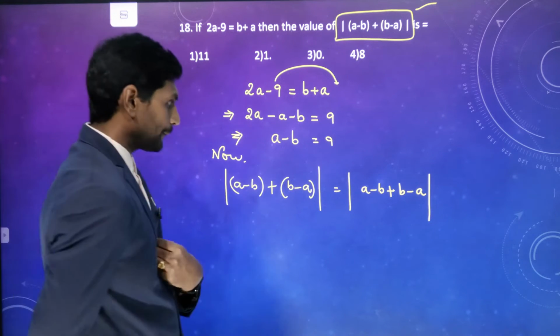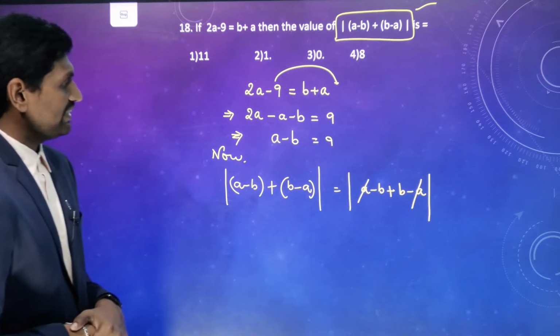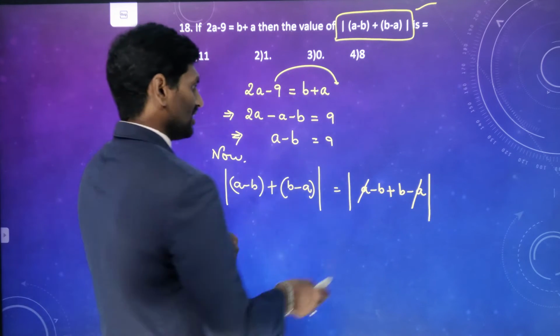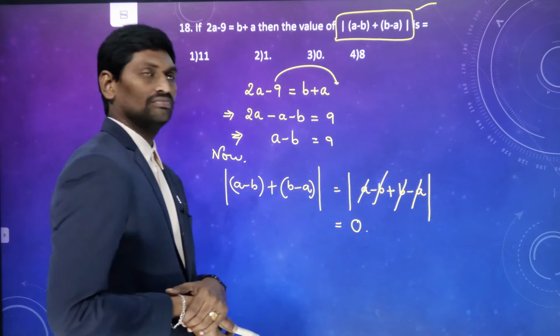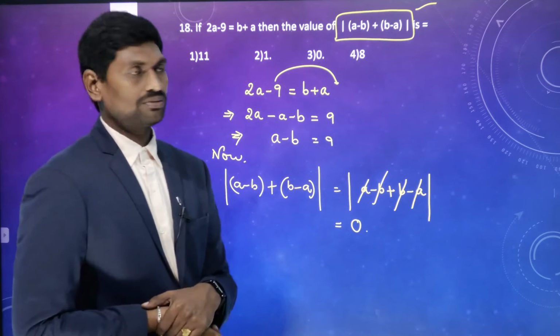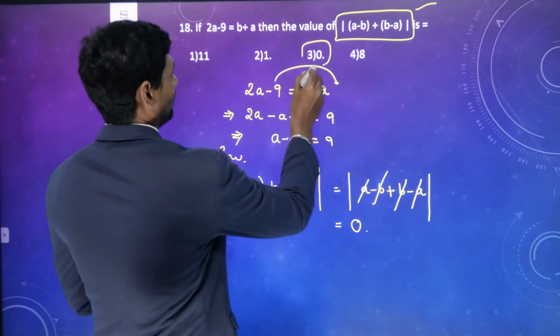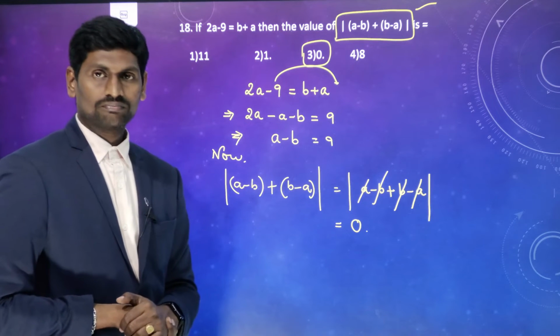See here, plus a minus a is cancelled. Plus b minus b also cancelled. Got the answer 0. Without finding the answer, we got it 0. That means we no need to solve from this given equation. Okay, na?